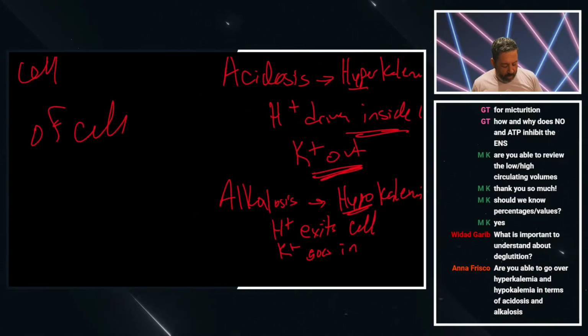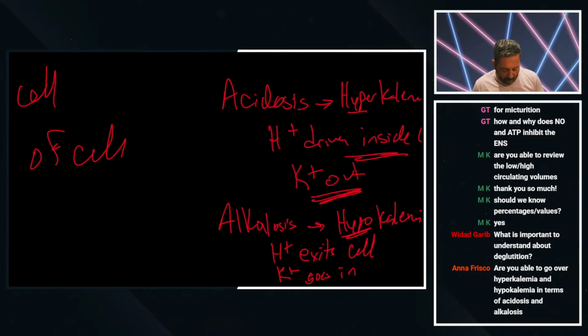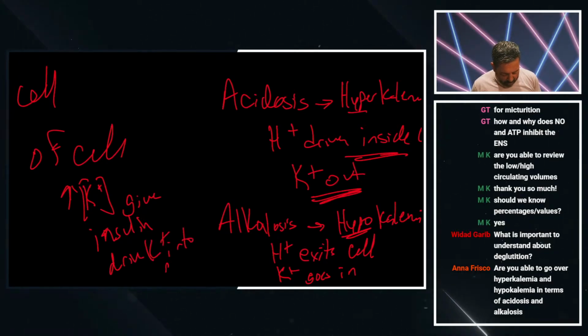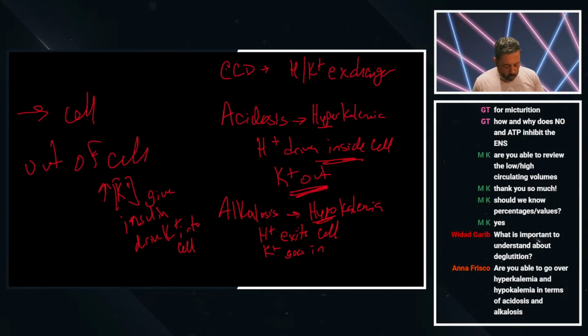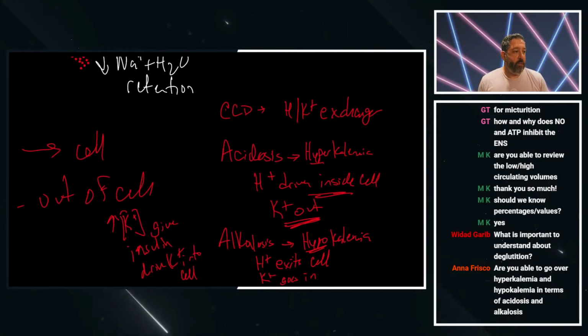Remember, another way to lower it, if we had a high concentration of potassium in the blood, we give insulin, because insulin is going to drive potassium into the cell. So that's when you give insulin. Insulin is another way to get potassium into the cell.